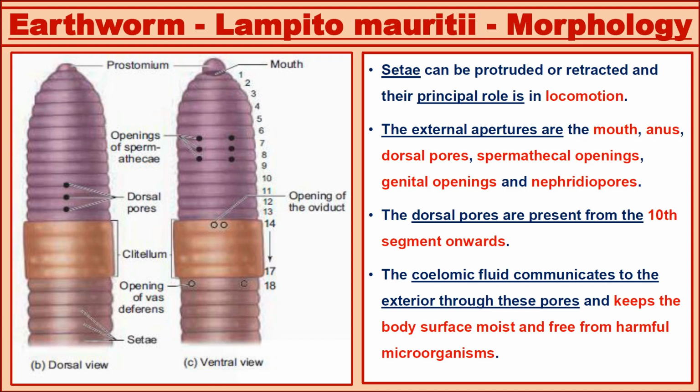The coelomic fluid communicates to the exterior through these dorsal pores, and it helps to keep the body surface moist. They also keep the animal free from harmful microorganisms, and they prevent damage during burrowing movement.